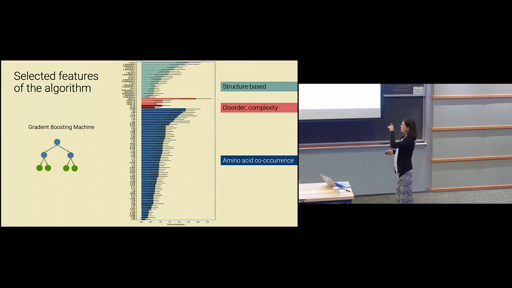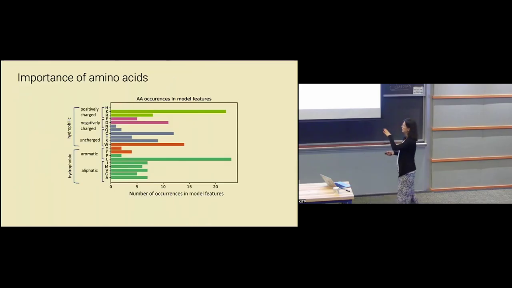If we just want to ask which amino acids are usually contributing to the decision-making, just aggregating this plot, we see that it's lysine and tryptophan and also leucine, but cysteine comes up. So these are one of the top amino acids that appear a lot in this decision-making process.